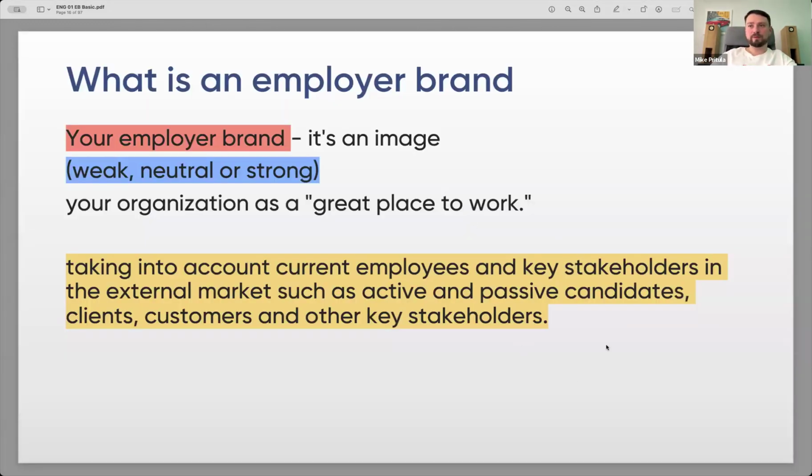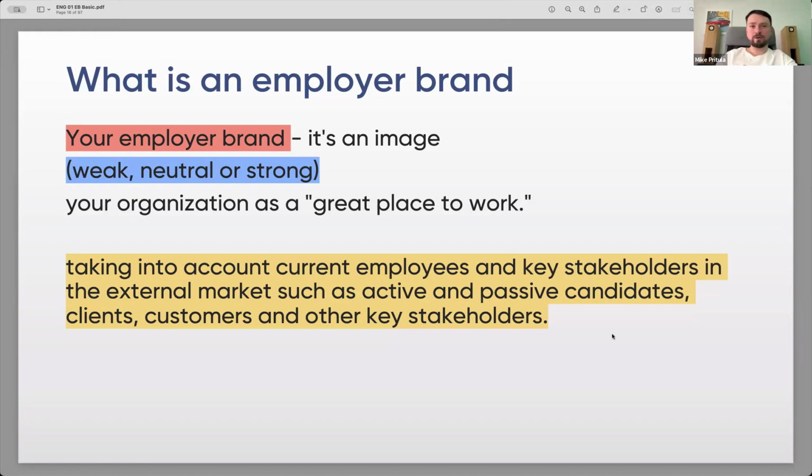So, talking about these companies and talking about our course and webinar name, employer brand. What is actually employer brand? What do we mean by employer brand? So, your employer brand is an image of your company, which could be weak, neutral, strong, and also could be negative in some situations, right? With very bad reviews. So, it's the image of your organization as a great place to work, but also taking into account not just current employees or potential employees, candidates, but all key stakeholders in the external market, such as active and passive candidates, clients, customers, and other key stakeholders.